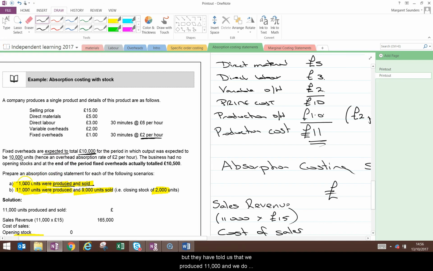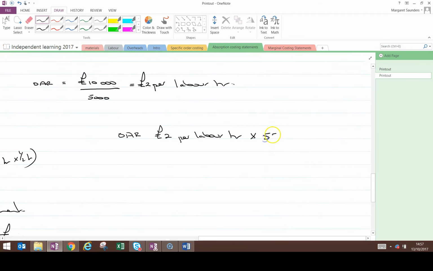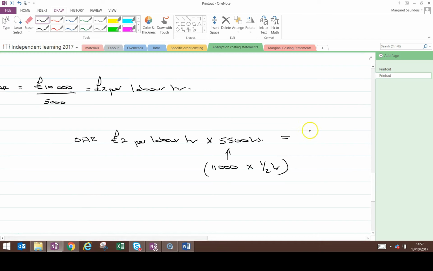we produced 11,000 units. And we do know that each unit takes half an hour or 30 minutes. So for 11,000 units at 30 minutes a unit, that would be 5,500 hours. So that was 11,000 units, each one taking half an hour. So we have absorbed £11,000 in overheads.